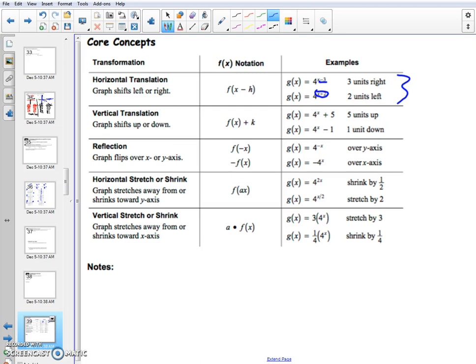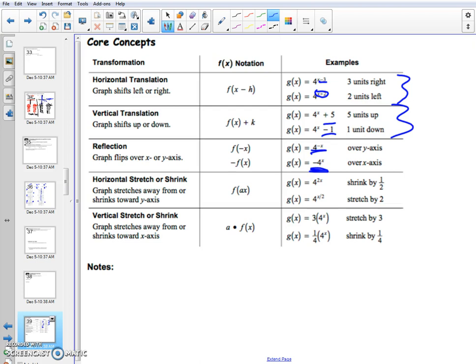Moving up or down, that's this one here. That is kind of separate from the exponent. It's not with the exponent at all. If I have plus something, I'm moving up. Minus something, I'm moving down. We're used to seeing that. A reflection then, we could have a reflection over the y-axis or the x-axis. The x-axis is the one we're a little bit more familiar with. The x-axis reflection happens when that negative is out in front of my base. Reflecting over the y-axis, the negative is in the exponent.